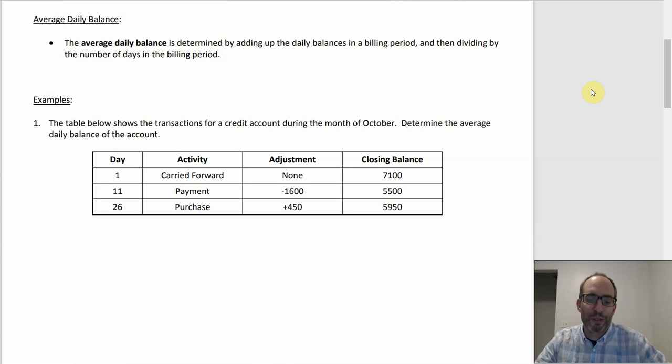So I mimicked the format of the homework just so I could point that out. All right, so if that table shows the transactions for a credit account during the month of October, so it's a 31-day month, right? That matters because that means we're going to have to divide by 31 at the end of this thing. And so then we want to figure out the average daily balance. Okay, so notice where the changes are.